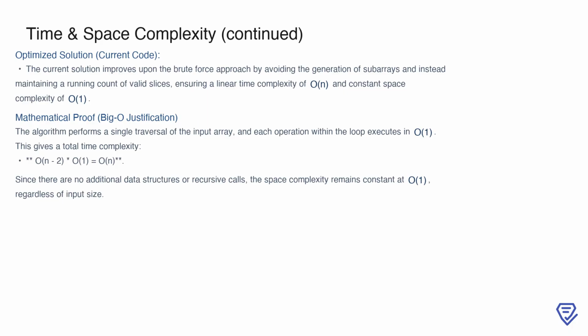Mathematically, this gives us a total time complexity of O(n) times O(1), which simplifies to O(n). Additionally, the space complexity remains constant at O(1), because the algorithm uses only two integer variables, count and current, and does not rely on any additional data structures. These optimizations make the solution both efficient and scalable for large input sizes.